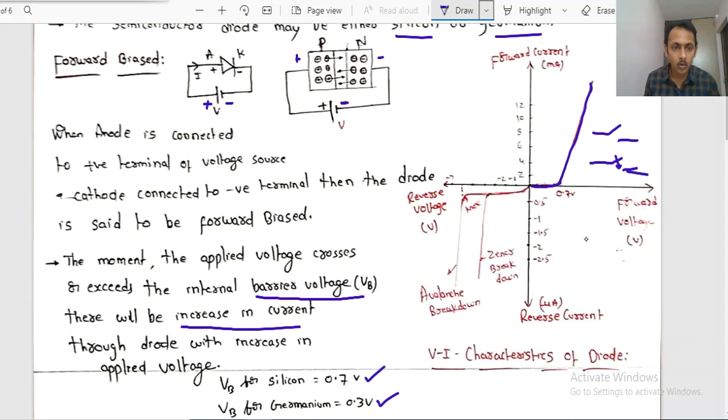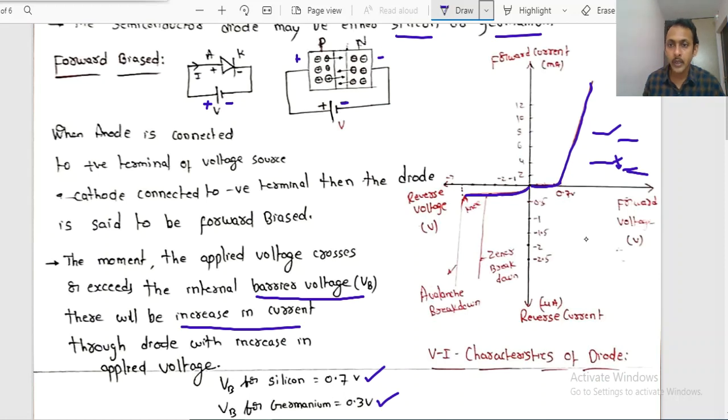Right? Now at the same time, for the reverse biased condition, you can observe the graph. Up to a certain point it will bear, there won't be any conduction. If the potential crosses a certain point, then all of a sudden two types of breakdowns can occur. One is the Zener breakdown and another one is the avalanche breakdown.